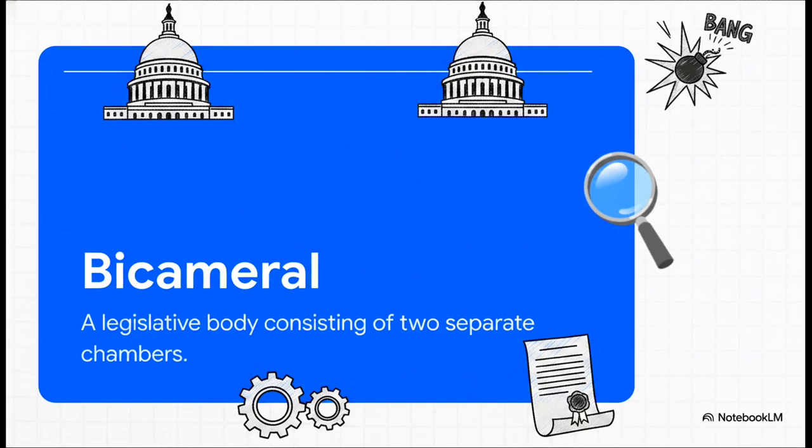Structurally speaking, the U.S. Congress is a bicameral institution. Now, if you aren't familiar with that word, bicameral simply means it's a legislative body made up of two separate chambers. Together, these two chambers take on the massive job of drafting, debating, and passing the legislation that governs us. Plus, they hold the profound power to declare war.